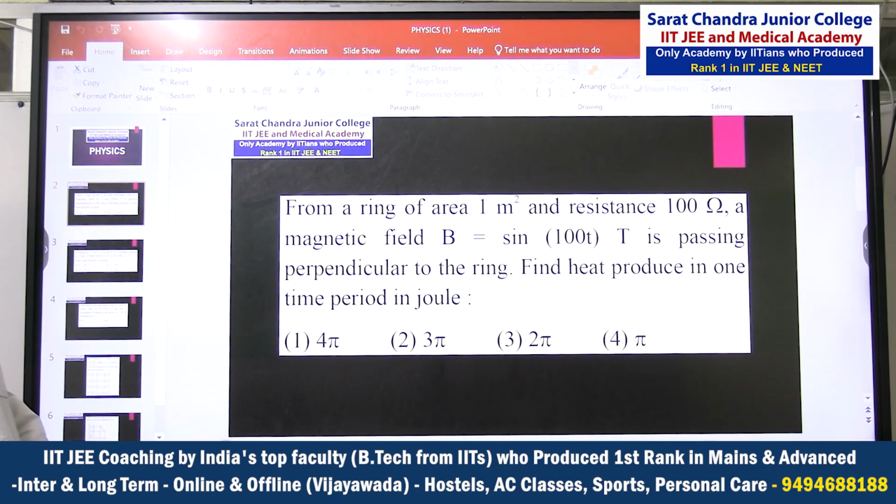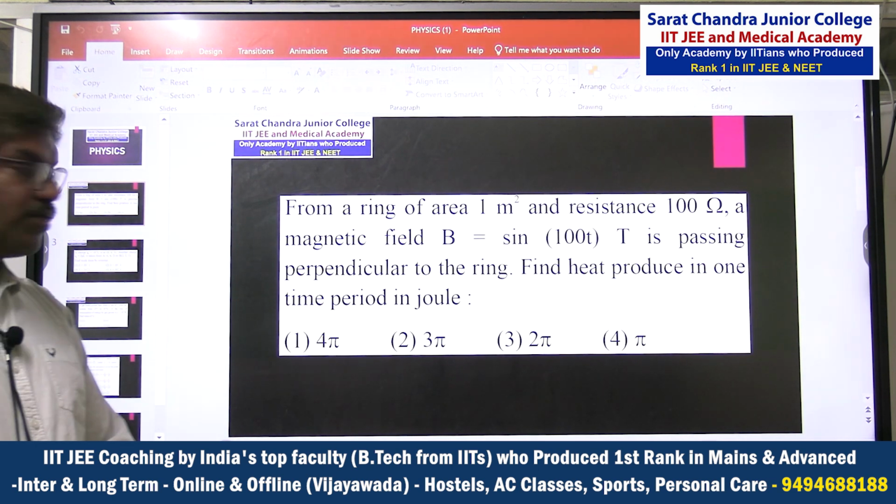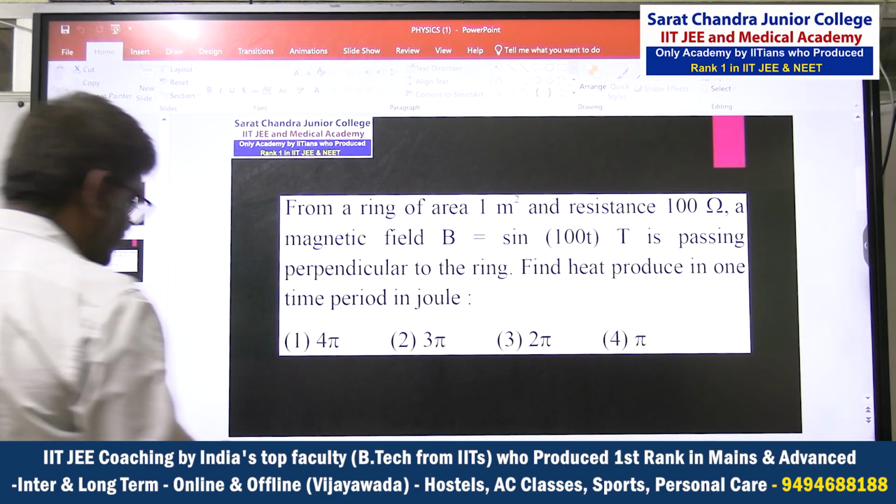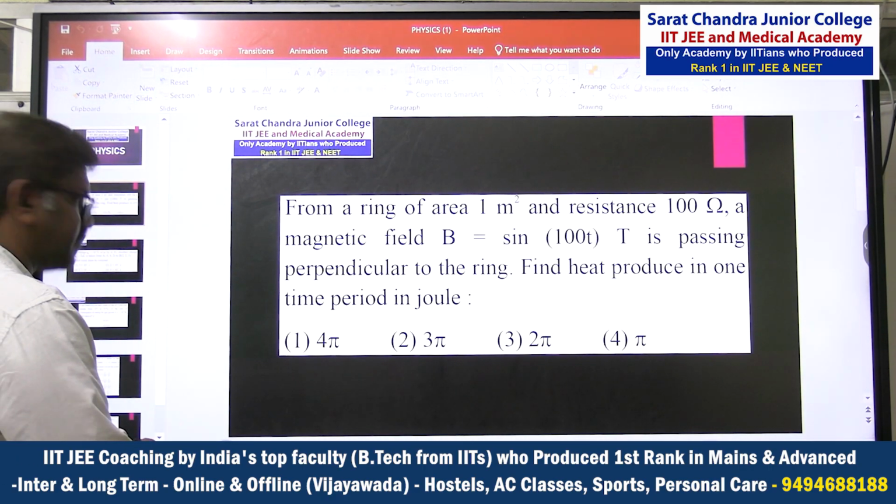Okay. This is a good question. A ring of area 1 meter square and resistance 100 ohm is in the magnetic field B. This is a variable field passing perpendicular to the ring. Find out the heat produced in one time period in joule. Interesting question. I will just collect the values and then I will explain to you.